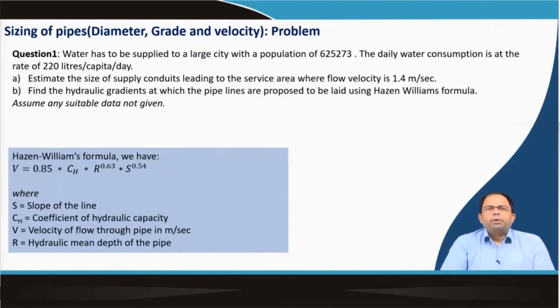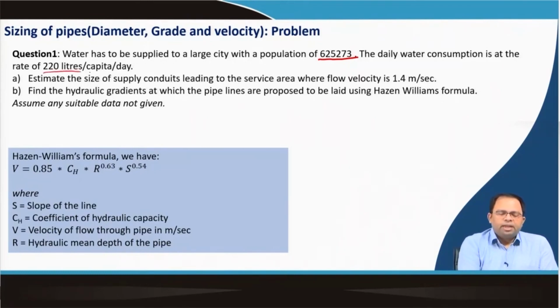So let us look at a problem. Water has to be supplied to a large city with a population of around 6,25,273 people. The daily water consumption is at the rate of 220 liters per capita per day. So this is the basic info that you have got.